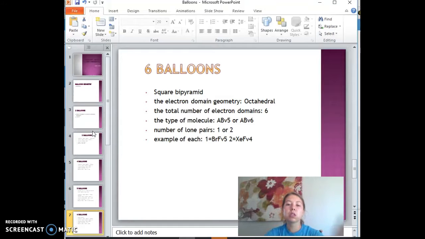With 6 balloons, it made a square bipyramid. The electron domain geometry was octahedral. The total number of electron domains was 6. The type of molecule was AB5 or AB4. The number of lone pairs was 1 or 2. An example of one lone pair is BrF5. An example of 2 lone pairs is XeF4.